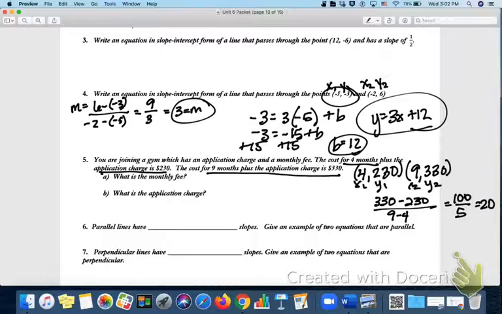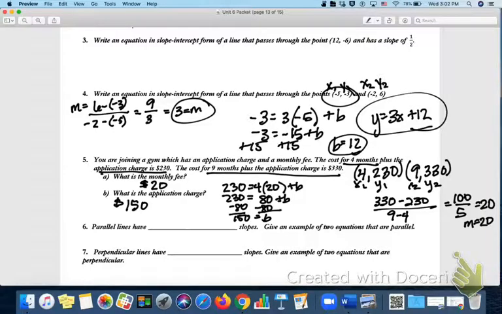I get 100 divided by 5, or 20. So 20 is going to be our slope, or our monthly fee. Now it says what's the application charge. So we need to find what then is going to be our y-intercept. Pick one ordered pair and use the slope to find your b value. So 230 equals 4 times 20 plus b. So I used the first ordered pair. I plugged in y and x, and then I used 20 for my m, or my slope. I'm going to solve that. Subtract 80 from 230, and I get $150. So you have to pay $150 for your application charge.